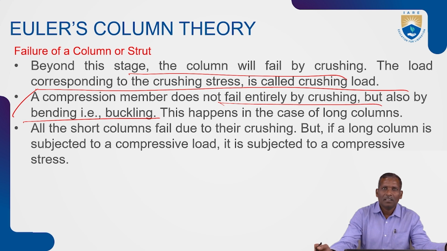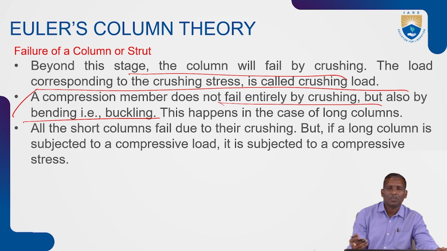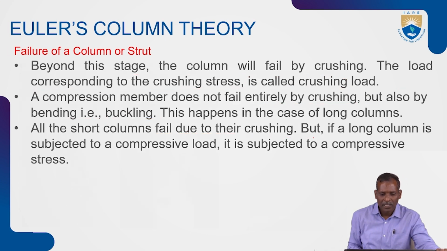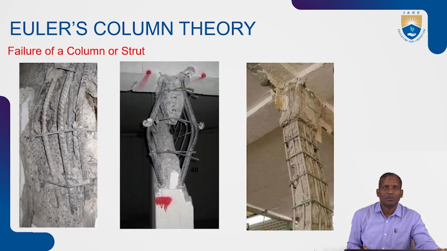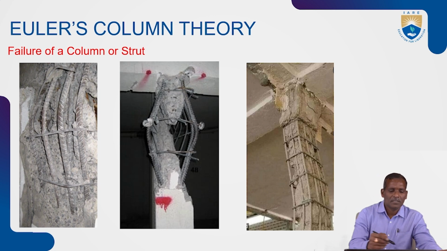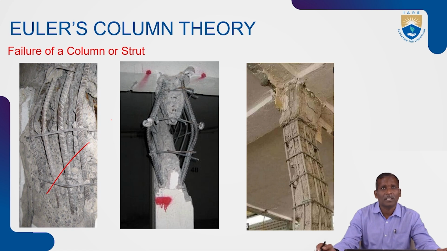But it does not always fail due to crushing. Sometimes the columns fail due to bending. That phenomenon is known as buckling. It generally happens in long columns. The short columns fail due to crushing, and long ones fail due to buckling. Here are some diagrams showing the actual failure of a column or a strut. See, you can see here the buckling load.